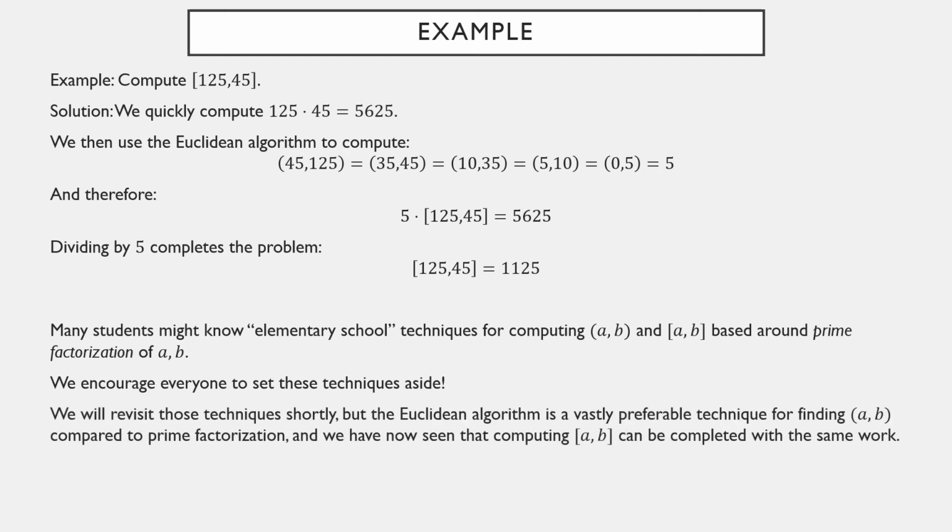Okay, we will revisit these techniques, which you might already know, but I just want to make clear, the Euclidean algorithm is so much faster and easier than trying to find prime factorization of numbers. And now we've seen that both LCMs and GCDs can be computed with the Euclidean algorithm. So this is just a better and easier way to compute these things compared to prime factorization techniques, which you might already know. So if you're asked to compute GCDs or LCMs, if you have prime factorizations already given to you, okay. Otherwise, use the Euclidean algorithm.